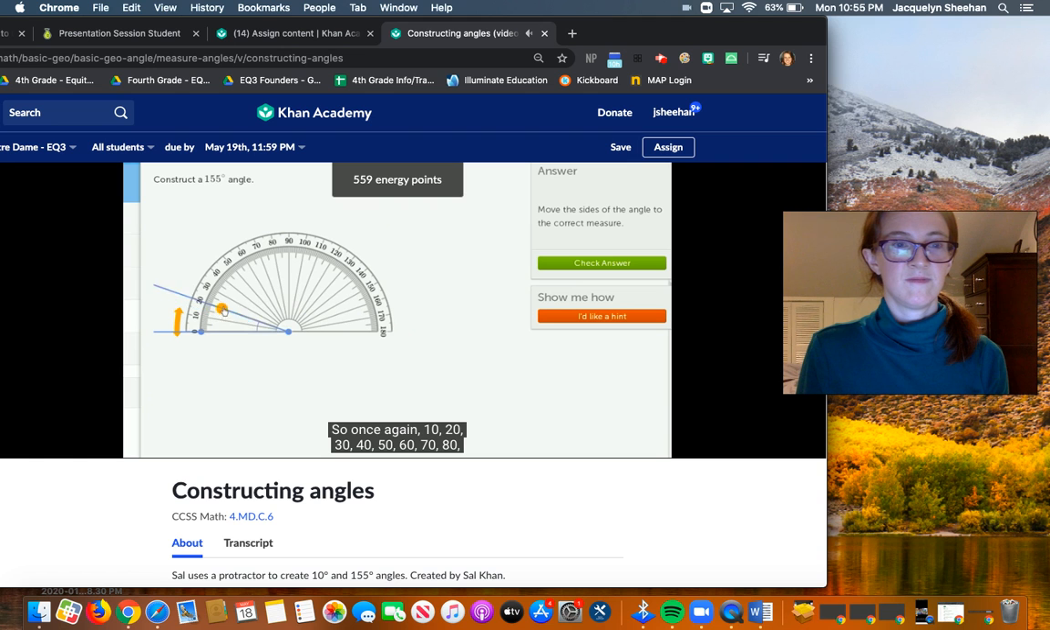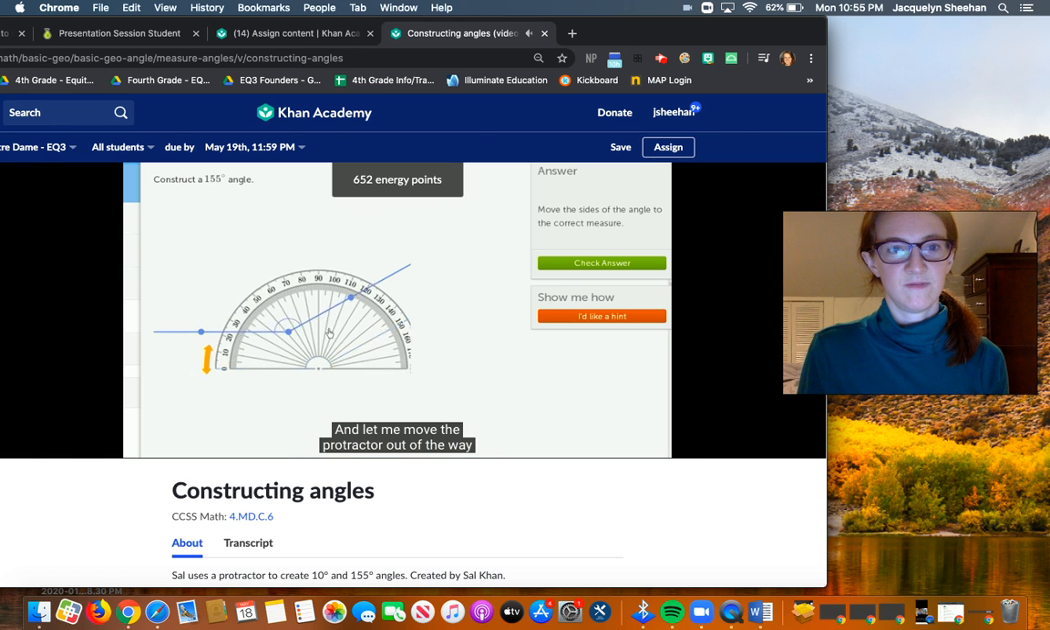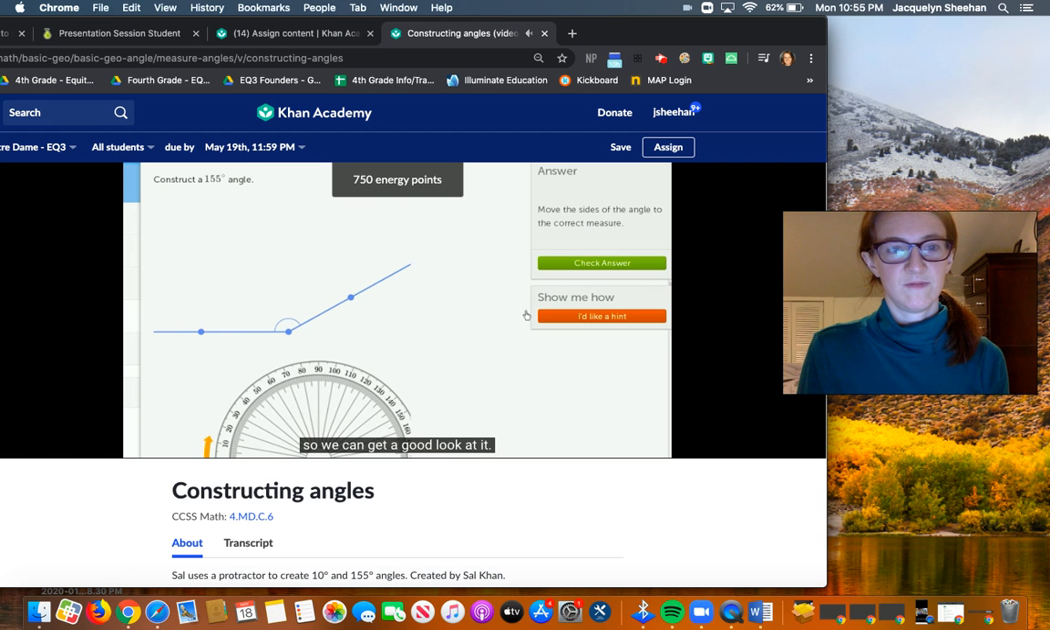So once again, 10, 20, 30, 40, 50, 60, 70, 80, 90. That gets us to a right angle. Then we start getting into obtuse angles: 100, 110, 120, 130, 140, 150. And I'm just making sure that blue arc is measuring this angle right over here, not the outer one. And let me move the protractor out of the way so we can get a good look at it. And we got it wrong.